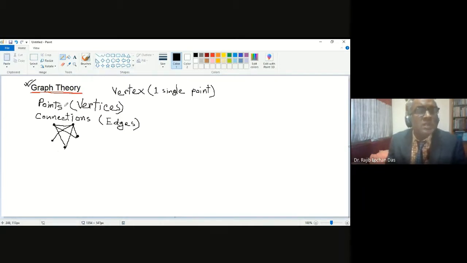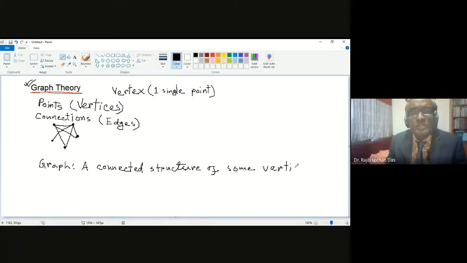So what is graph? You can say a graph is a connected structure of some vertices. Vertices means points. So this is actually a graph.